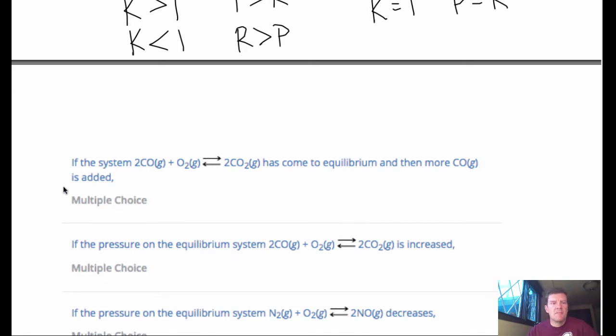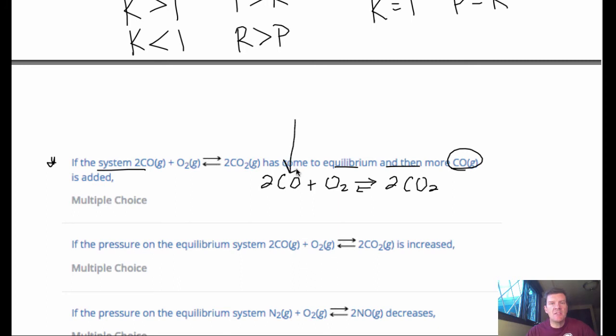Okay? Now, let's look at this one right here. It says, if the system, and you are given a reaction here, 2 moles of carbon monoxide plus oxygen in a reversible reaction with 2 moles of carbon dioxide, is at equilibrium, and then more carbon monoxide is added. If you bring in more carbon monoxide here, it is going to try to use up that additional amount that you just added. How does it do that? It kicks in the forward direction. The forward direction is going to use up these reactants and produce more of the products.